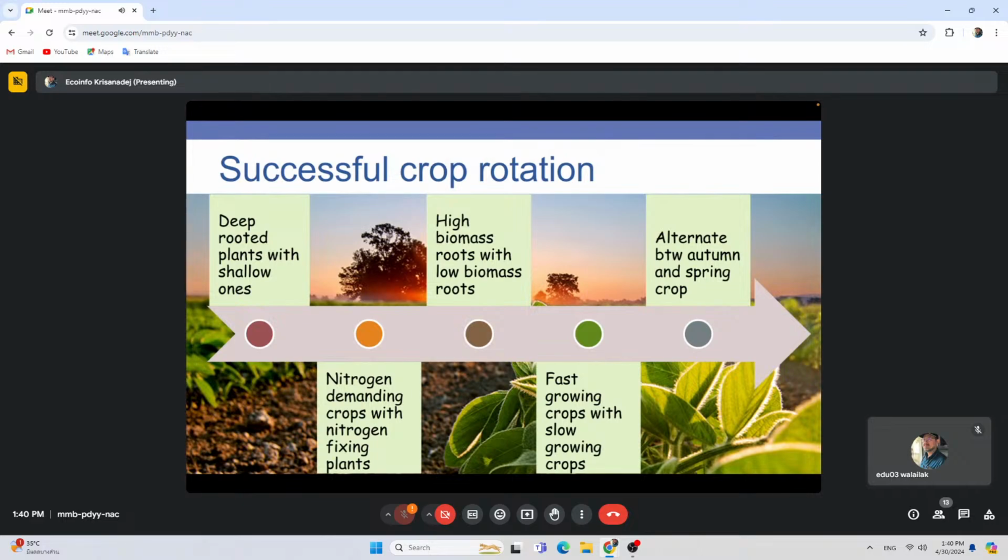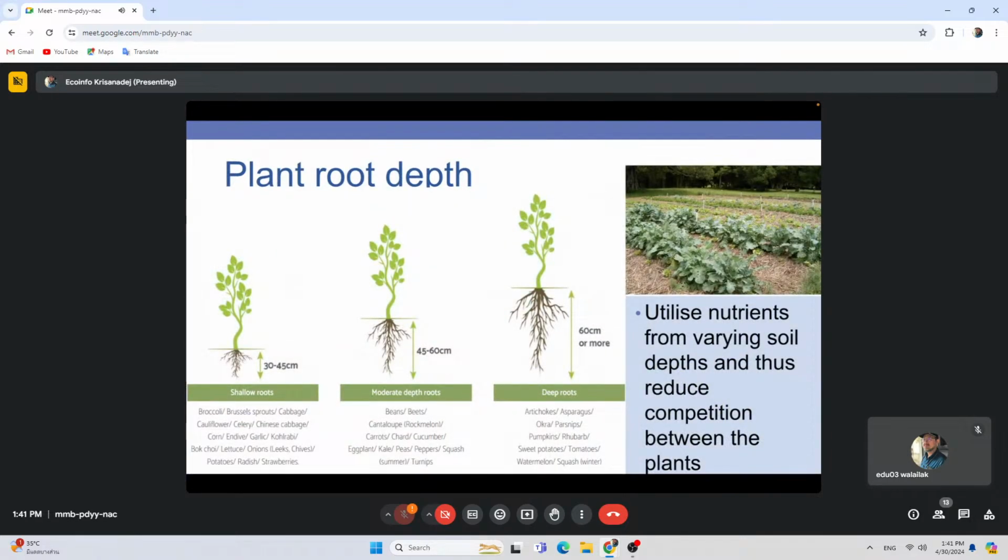Or you could do high biomass roots with low biomass roots, like cassava is a very high biomass root, and then you do some lettuce or something, and then next year you do another root crop. Fast growing crops and slow growing crops. Alternate between seasons like autumn and spring crops. You can plant different things at different times of year. Okay, so these are combos. When you talk to your farmer, you can talk to them about this kind of combination. What kind of combo would you like to order or something like that? Next slide, please.